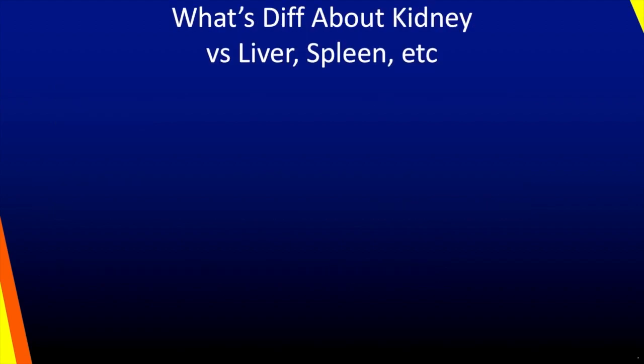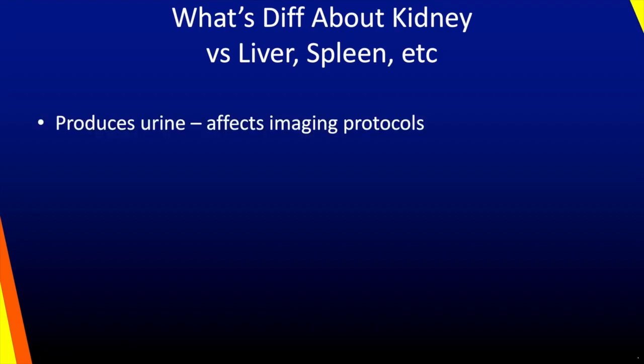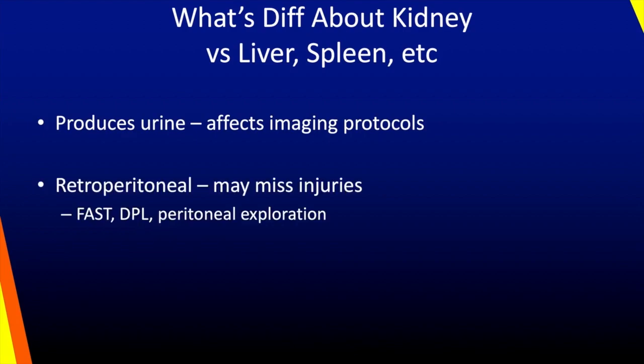Now, what's different about the kidney versus other organs, such as the liver and the spleen? It produces urine, and this affects imaging protocols. It's retroperitoneal, and so we can miss injuries on a FAST scan, a diagnostic peritoneal lavage, or with peritoneal exploration.